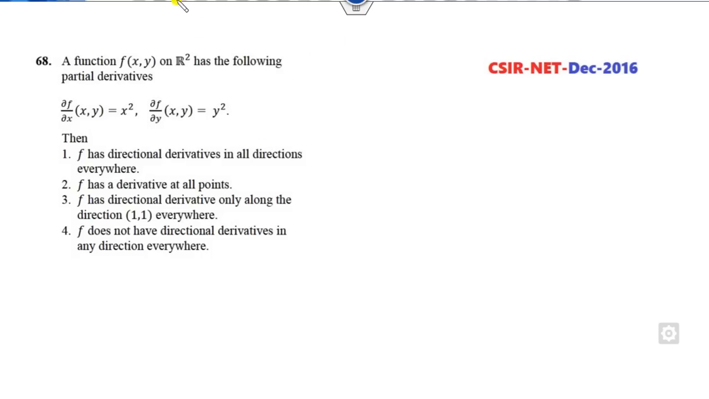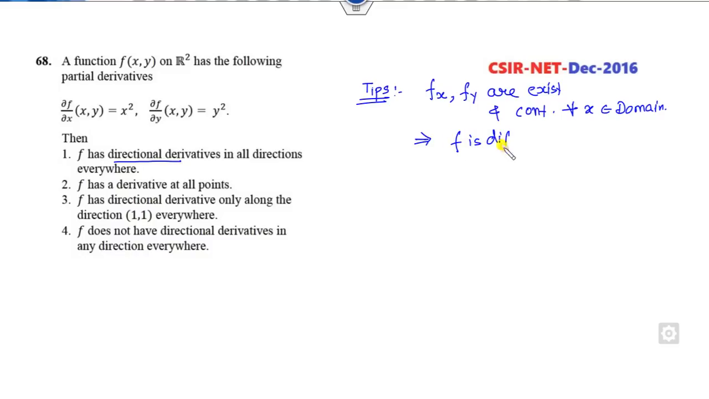Okay, look at this next question. This is given with partial derivatives. You have to discuss their directional derivative and so on. That's very simple. Firstly, I will tell you the simple shortcut tips. If fx and fy exist and are continuous, meaning the partial derivatives exist and are continuous for all x in my domain, whatever the domain is, then this implies f is differentiable at all the points of the domain.